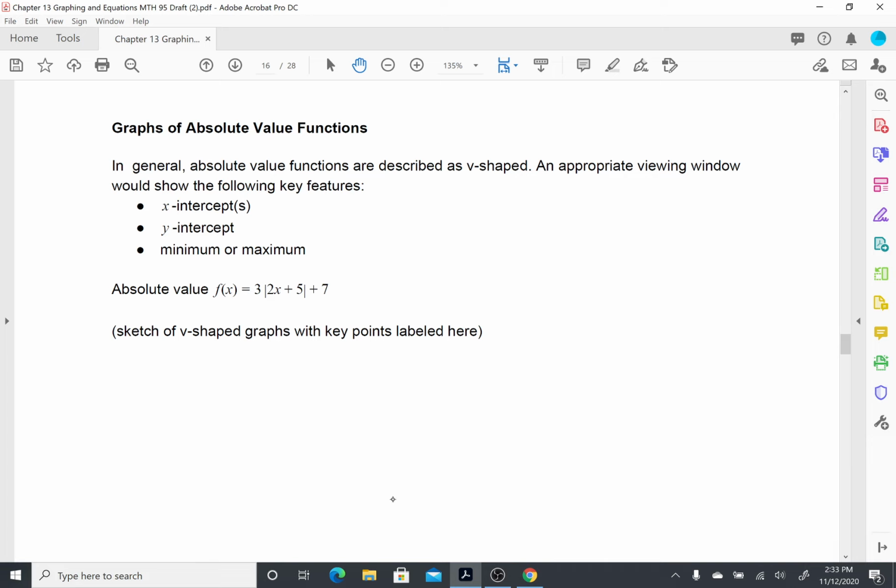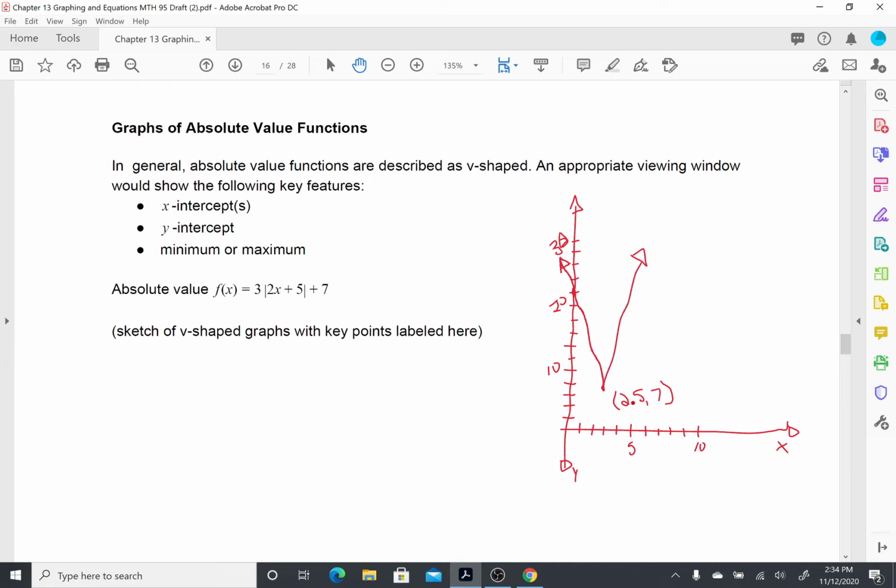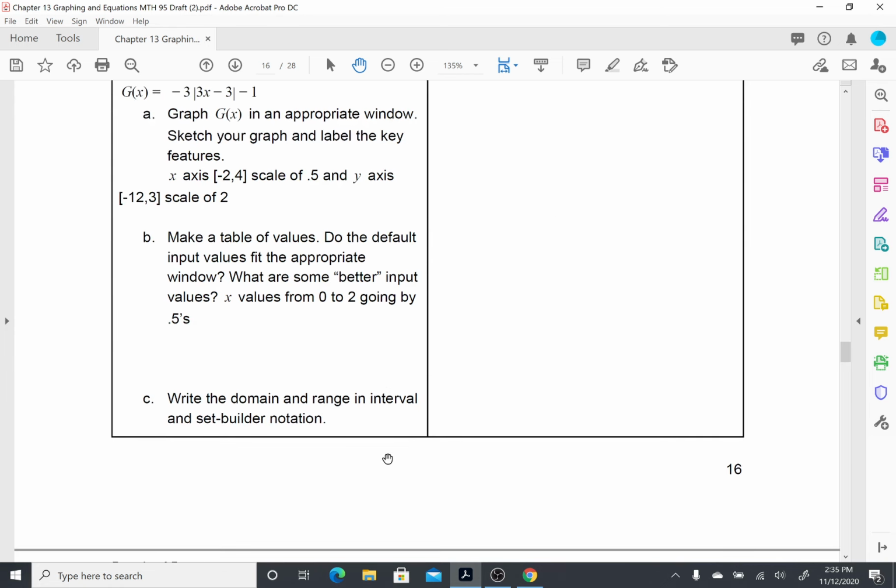And we needed to have a scale that takes my y-axis up to 22 at the very least. So I'm going to count by 2s. We had a lowest value at 2.5, 7. And I had my y-intercept at 22. And we've got symmetry, that V shape going on, and we're going to label it f of x. In class, we're going to do this exercise together.